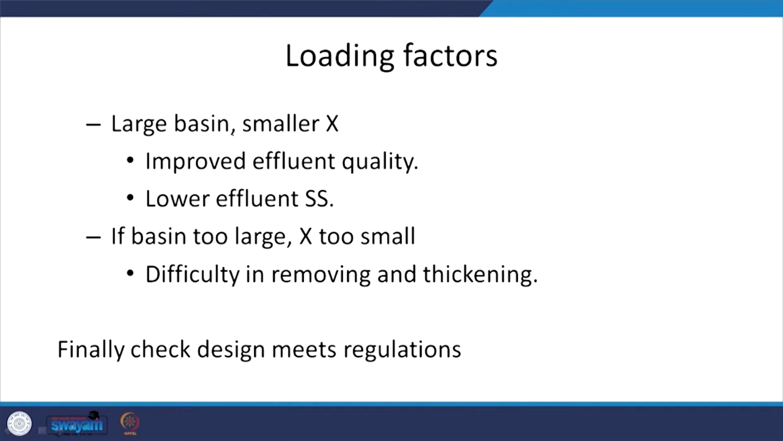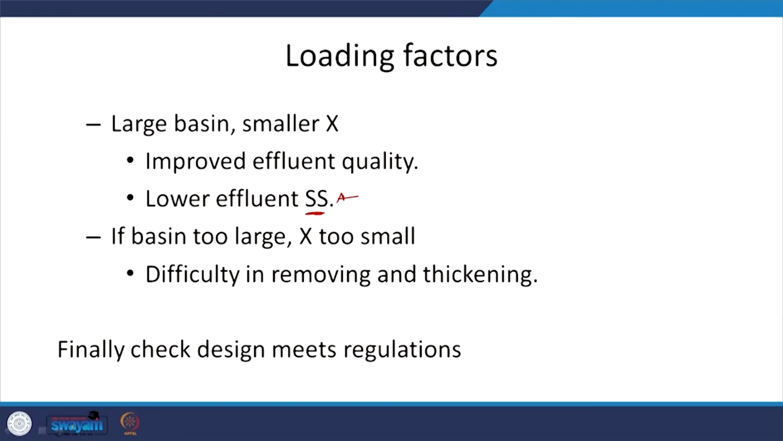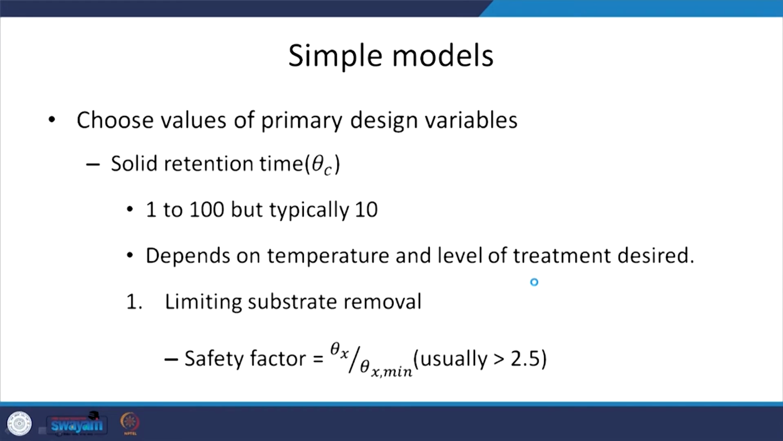Okay, so with a large basin and smaller X, what can you achieve? So improved effluent quality and lower effluent suspended solids. In general, for a well-run treatment plant, you will still have some BOD leaving the system, but that's not due to BOD that is soluble, it's BOD that's relatively suspended, let's say, right. So you would want to bring down that effluent suspended solids. But if the basin is too large and leading to X being very small, then difficulty in removing the relevant organics and also leading to poor thickening, let's say, right. Again, we are not going to discuss this.